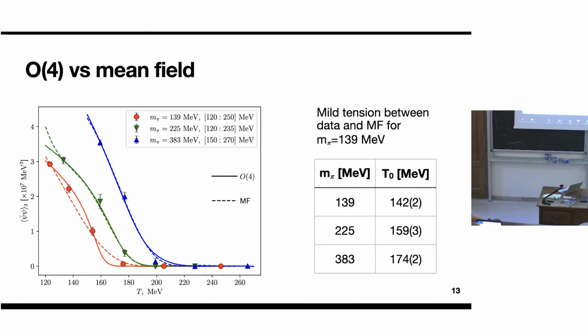Up to now, I mainly discussed the fits to the data with the O4 universality class. But let's have a look whether we can describe the data with other behavior. For example, one can try to take mean field exponents and mean field functions, and it turns out that if we take mean field functions, then they are not working very well for the lowest pi mass of 140 MeV, but for a higher pi mass, in principle, they can try.